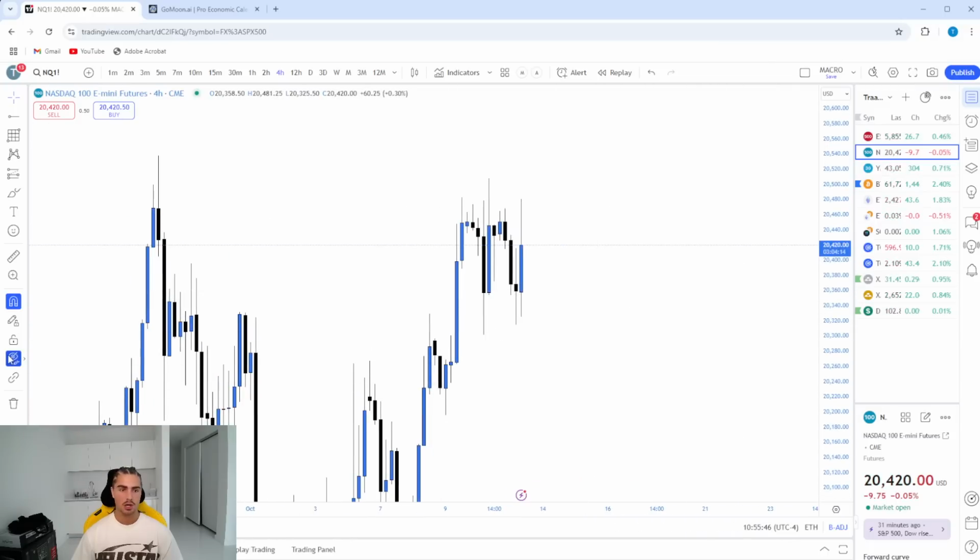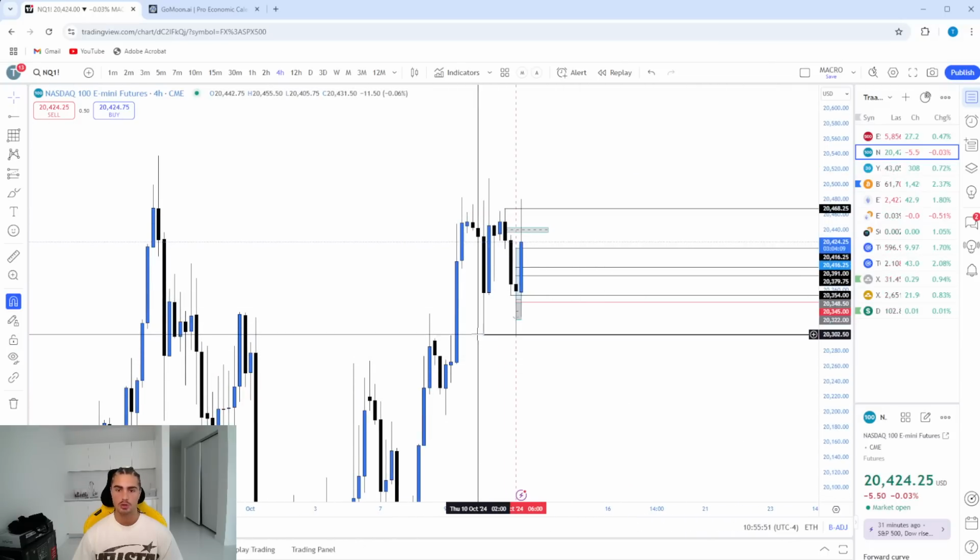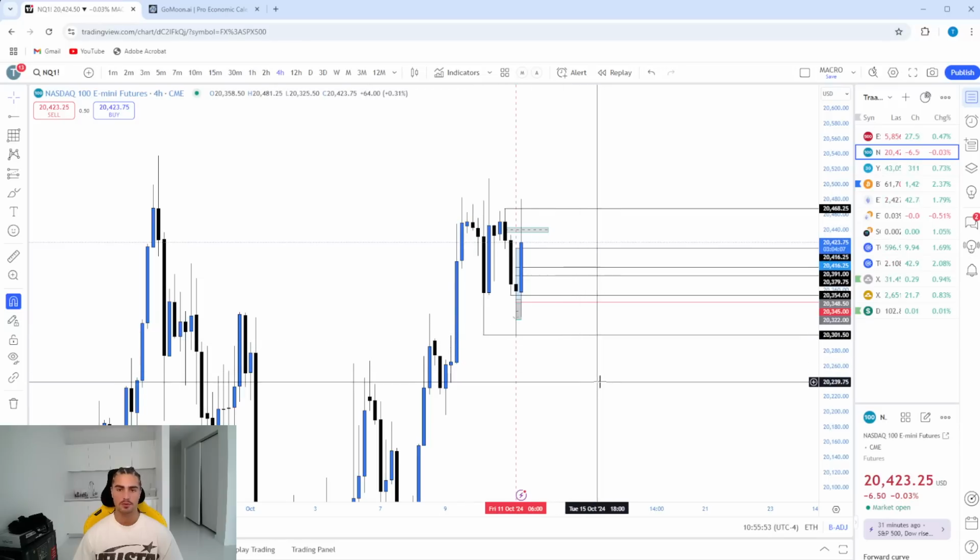So we start off on the 4-hour time frame. We have these 4-hour highs up here. We also have these 4-hour lows down here. And those were really the only 4-hour confluences on the high time frame that I saw.